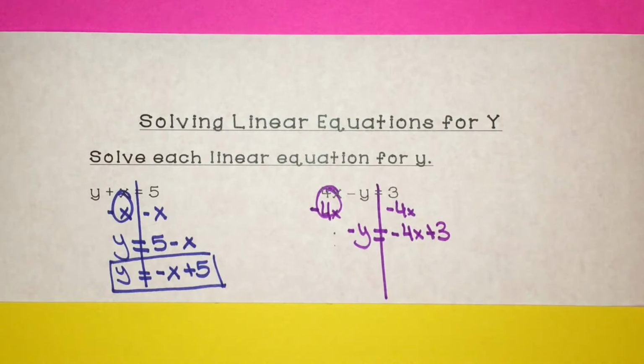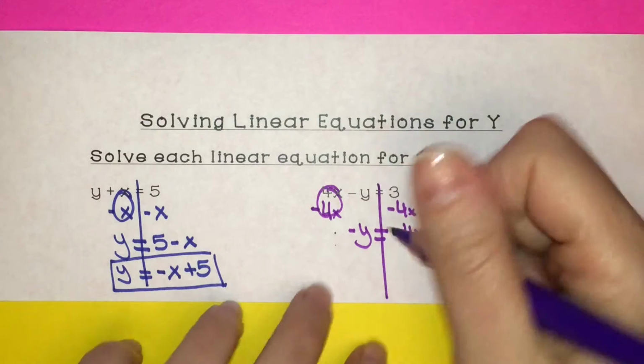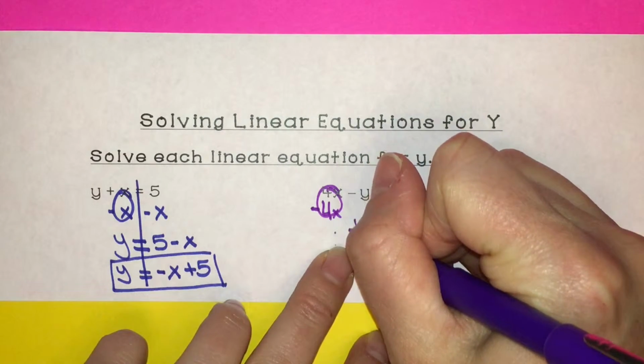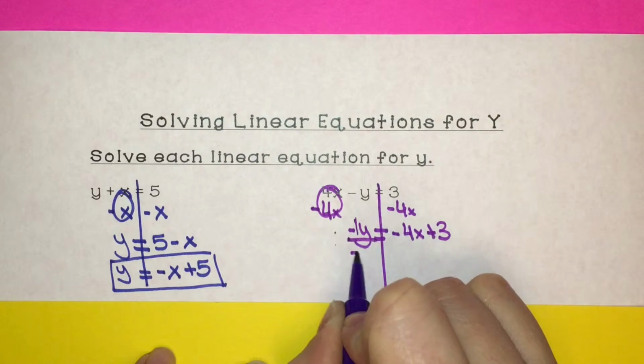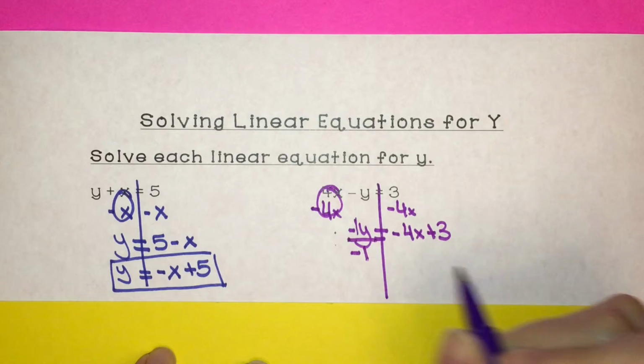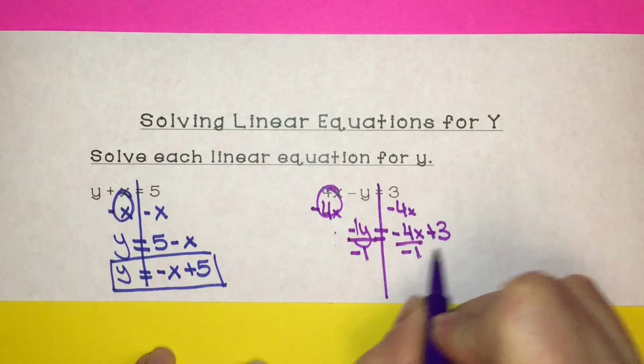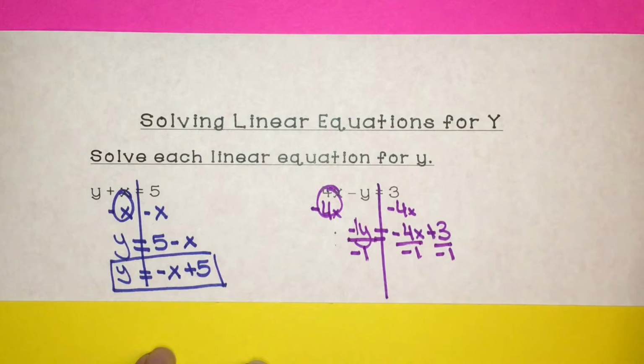Okay, remember I said y cannot be negative. It's multiplied by a negative, or you can think of it as multiplied by negative 1. If it helps you, put a 1 there. So opposite of multiplying by negative 1 is to divide by negative 1. But I have to divide everything on both sides of the equal sign by negative 1.